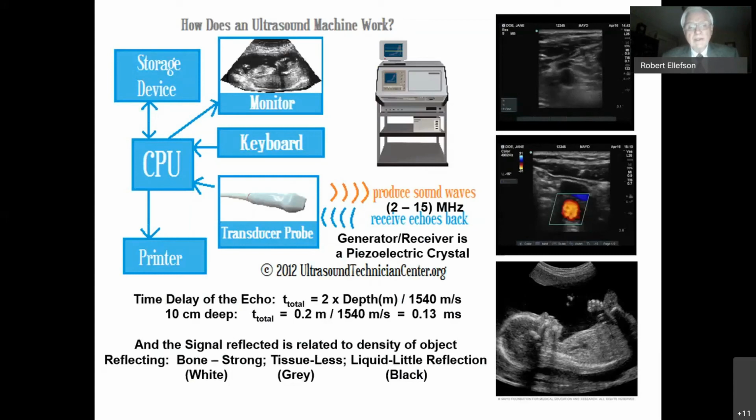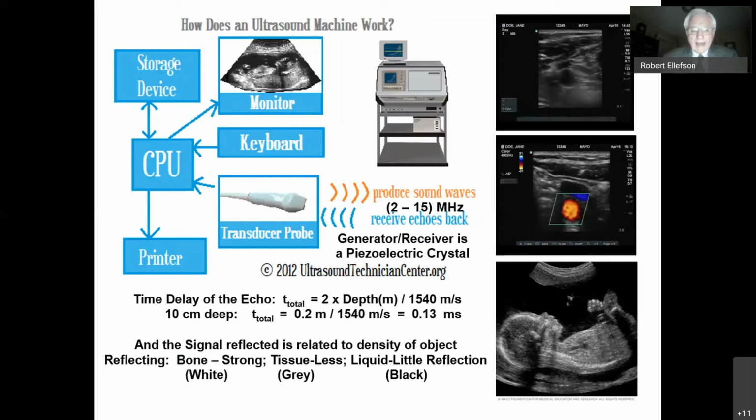The frequency that's used in this is like 2 to 15 megahertz, and our hearing normally is like 2 to 15 kilohertz or something like that. So this is about 1,000 times the frequency, and as a result, it has a shorter wavelength that can also resolve much smaller details in the echo process.